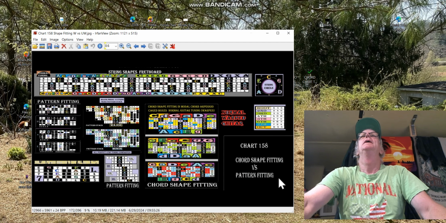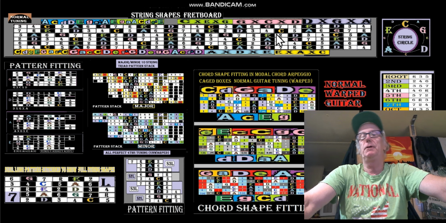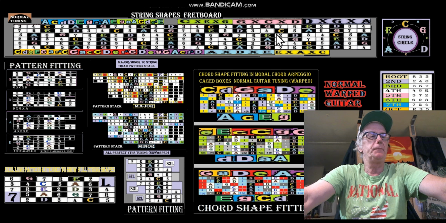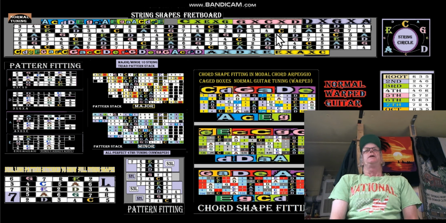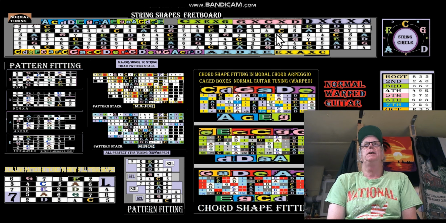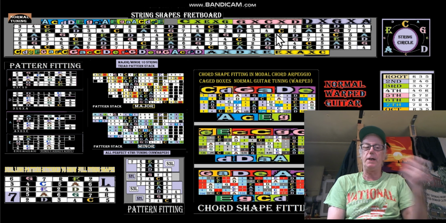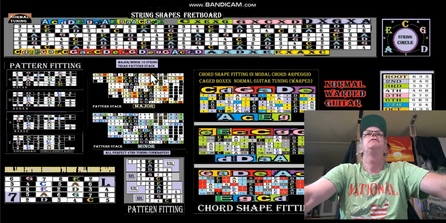Chart 158, chord shape fitting versus patterns fitting. Now, this is a very important topic, whether we cover it in depth today or not. Shape fitting is one of the most important things you can do, I think, even without the patterns. But there are two types: pattern fitting and chord shape fitting.